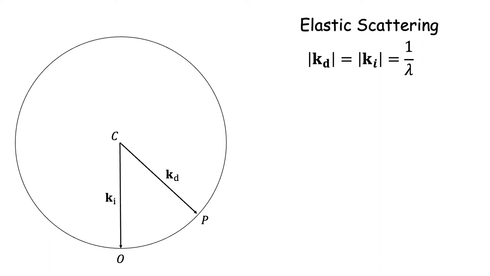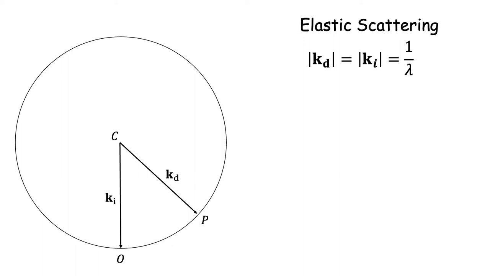Now, we have to find out actually the direction. Currently, we have drawn this vector CP. We have drawn the vector KD arbitrarily. We are not claiming that CP actually is a diffracted beam direction. How do I find that?